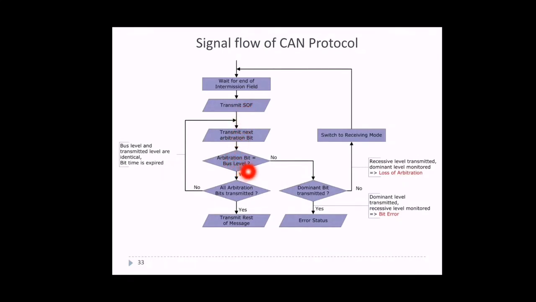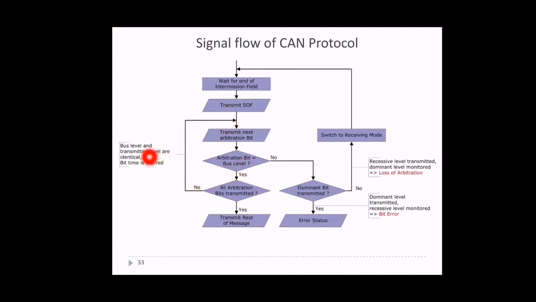If the arbitration bit bus level is yes, it's satisfactory, then it will keep on transmitting to the next. If no, then a dominant bit is transmitted. If yes here, it transmits the rest of the message. After that the CRC check, then the end of frame will happen. If not, then it will again go to this.